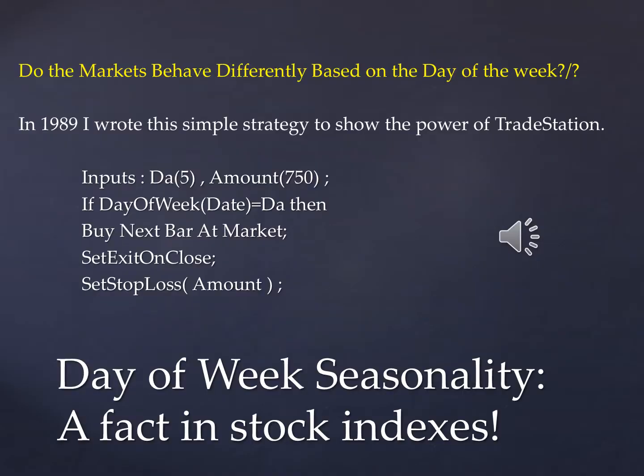Do the markets behave differently based on the day of the week? In 1989, I wrote this simple strategy to show the power of TradeStation. It was actually called System Writer back then, and it would only work on day data. But this is used as an example of probably the most simple system ever written. It's a day trading system. It basically says if today is Friday, then buy next bar at the market. You're going to get out on the close, and you're going to use a $750 stop for all the time you're in. That's it. But it's got all the rules you need.